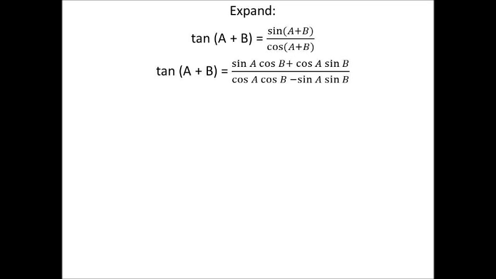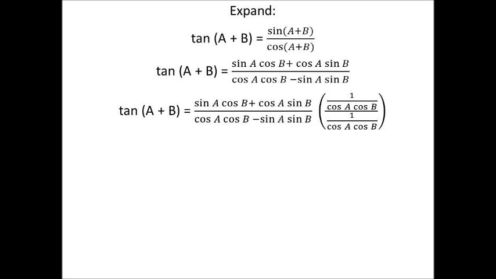So the next step in this identity would be to multiply the top and the bottom by 1 over cosine A cosine B. We're doing this because eventually we want to get the identity into terms of tangent. If we do that, we'll be able to cancel cosines out, or we'll have sine A over cosine A, something like that, that will equal a tangent.